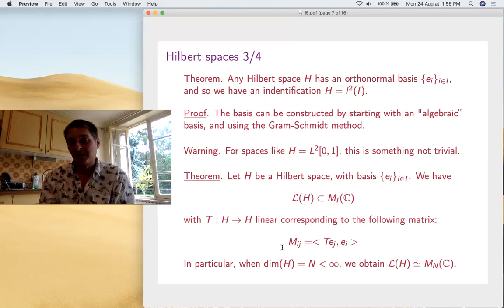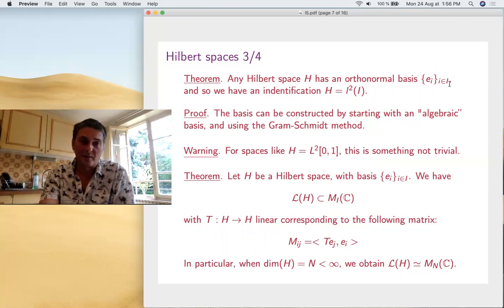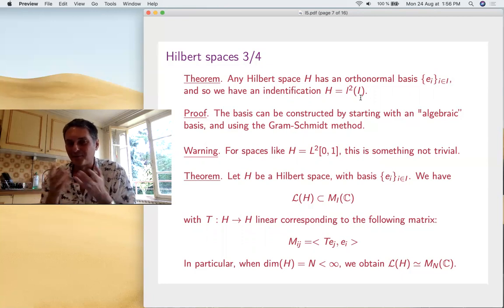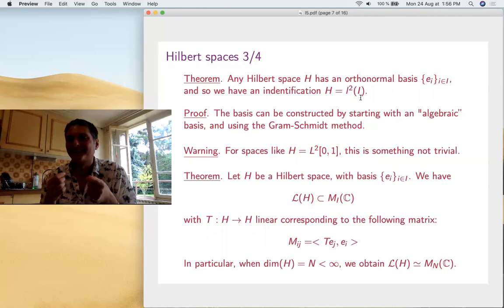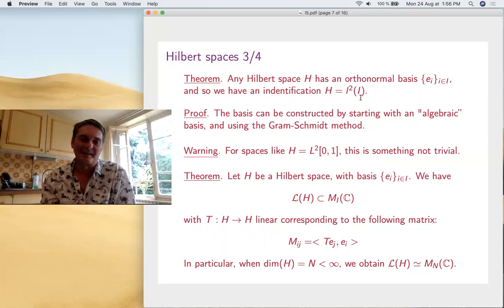Okay. Now, once you have a basis, it becomes something trivial. Any vector in your Hilbert space, you just need a sequence of coordinates, right? The sequence is no longer finite. Of course, it's indexed by this I, the number of elements in your basis. So to be more precise, H is l2 of I, and not all the sequences, because things have to converge. The norm of the vector must be finite, right? So this means that the sequence must be square summable.